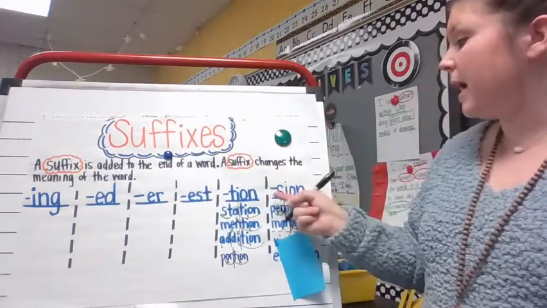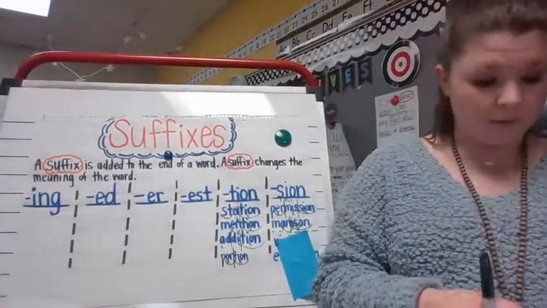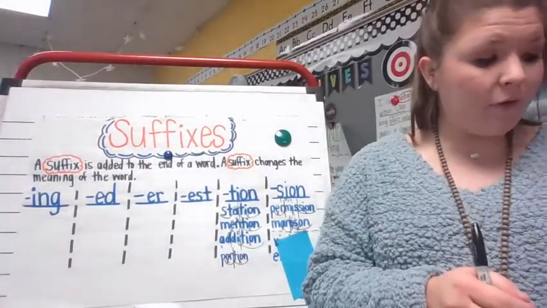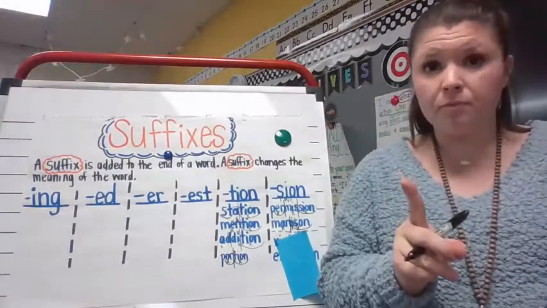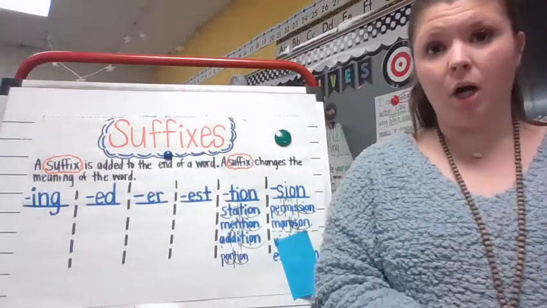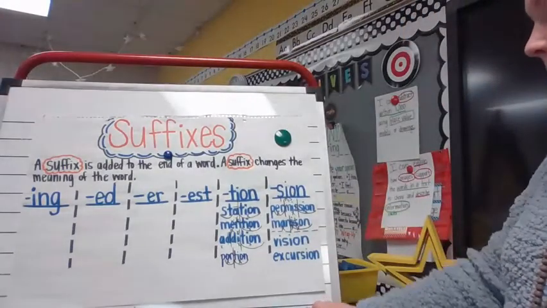So the suffix S-I-O-N says zun. Okay? It's going to say zun when it follows a vowel or that bossy R vowel sound. So let's look at an example here.